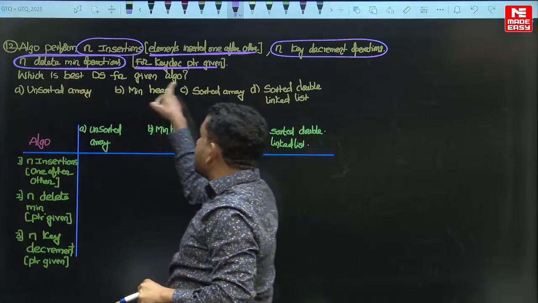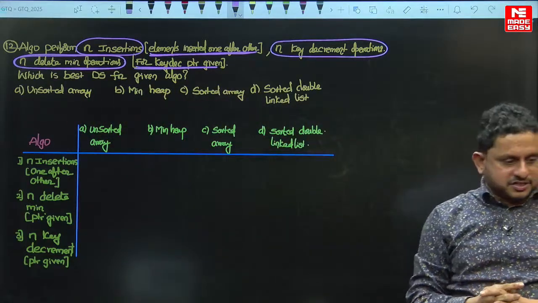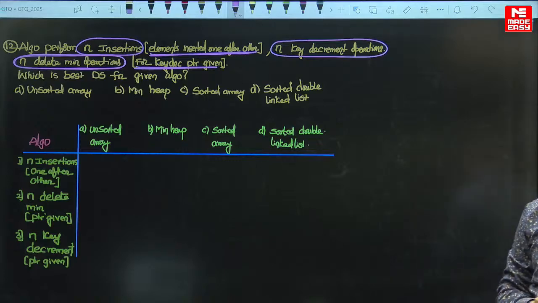Then which is the best data structure for this: unsorted array, min heap, sorted array, or sorted doubly linked list? Just recollect it. It is one of the known model questions, not a new format of question, but it is frequently used in examinations. Almost every one to two years, one question of this format is asked in the exam.